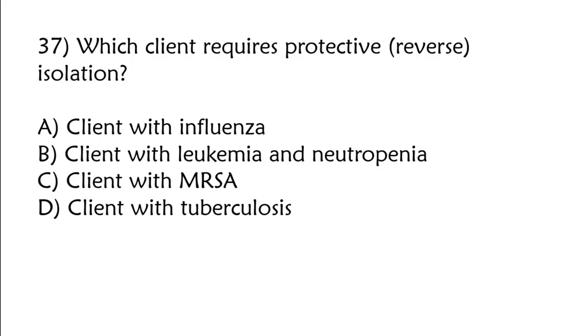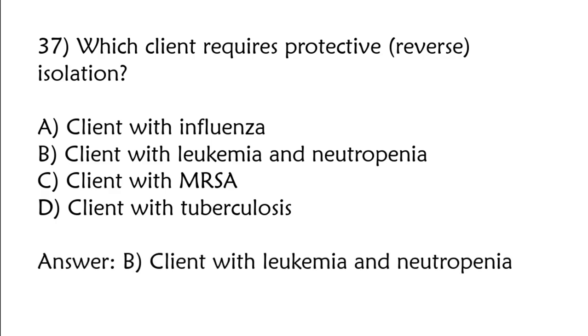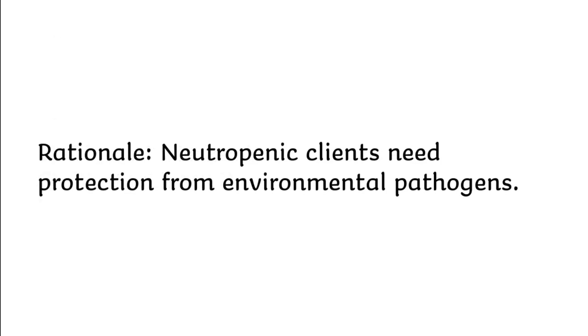Which client requires protective, reverse, isolation? Correct answer is B. Client with leukemia and neutropenia. Rationale: neutropenic clients need protection from environmental pathogens.